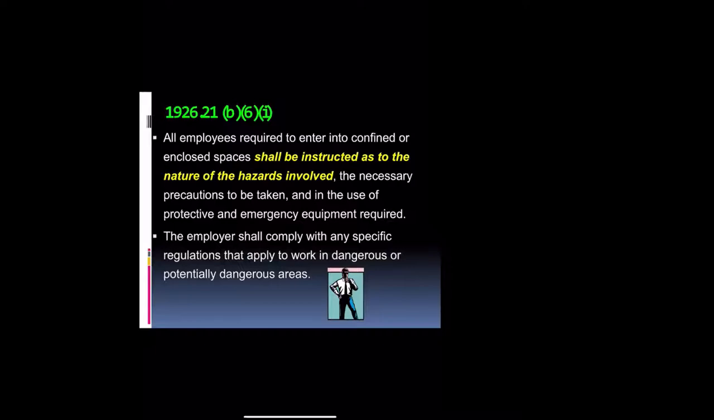It also states that the employer shall comply with any specific regulations that apply to work in dangerous or potentially dangerous areas. So if there's a hazardous atmosphere and it regulates that you ventilate the space, the employer has to make sure the space is ventilated. You can't just send your guys in and call it a day, right? The employer is responsible to make the space safe.